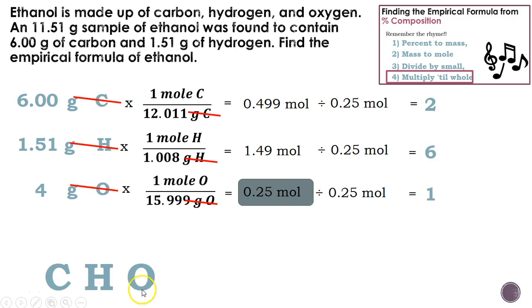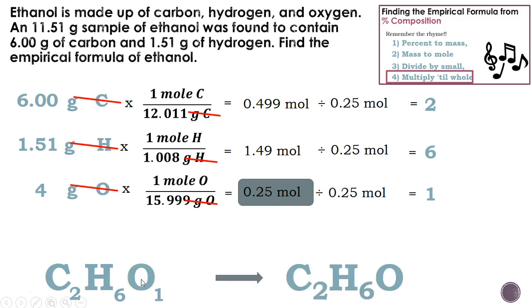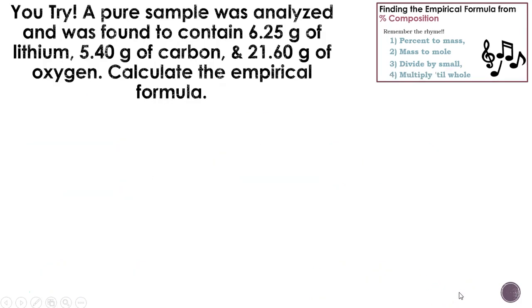Therefore, you can see that ethanol is made up of C2H6O. If you wanted to change that to something that's familiar to you, we know that 1 just means that there's an invisible 1 there. You don't need to actually add it. Go ahead and try this problem and come back to see if you got the correct empirical formula.